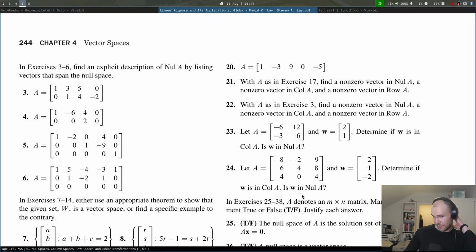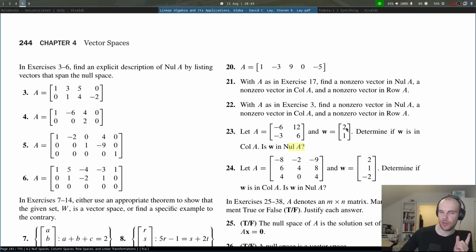You can let A be equal to this and W be equal to this. Determine if W is in null A. You can do the same thing we did here, but now you can calculate it directly. Take 2 and, well, you can see it instantly. If I take 2 there, 2 goes here and 1 goes there, 0. 2 goes there, 1 goes there, 0. So it's in null A.